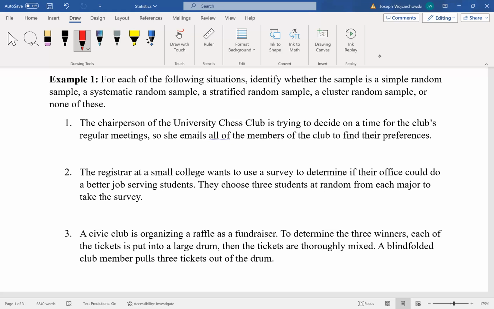This would be, I would go with cluster. All she's doing is the group of people in the club. Of course, makes sense.